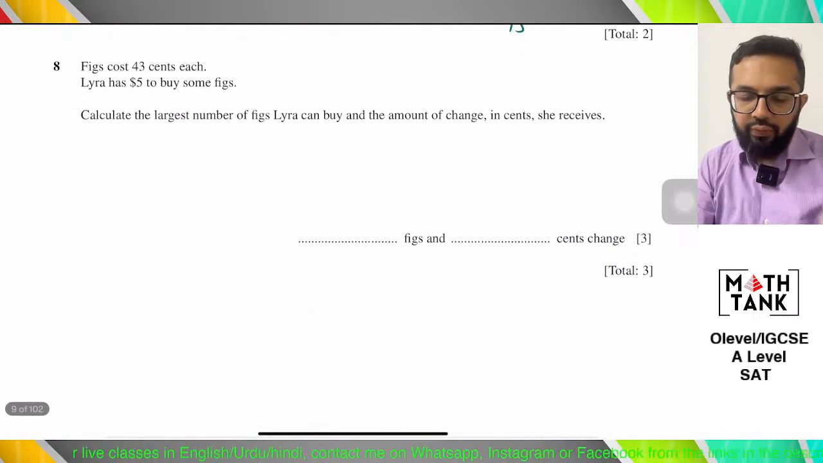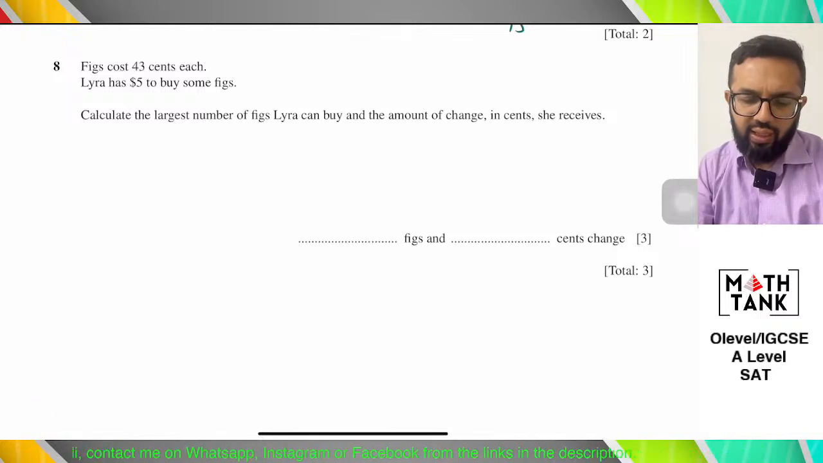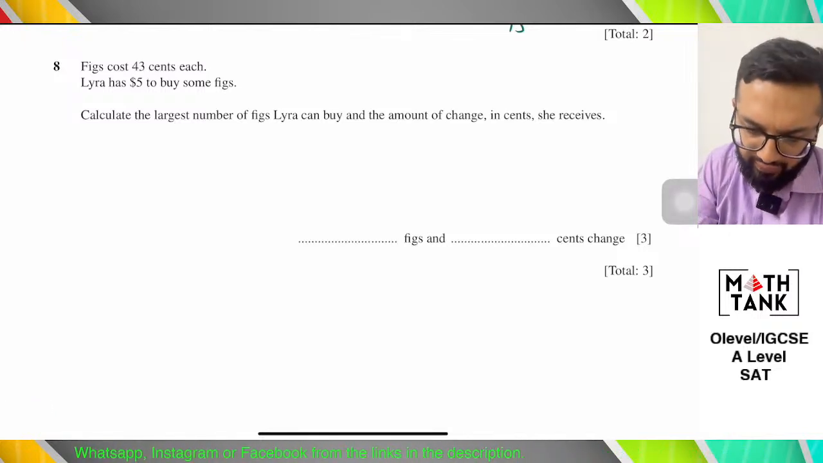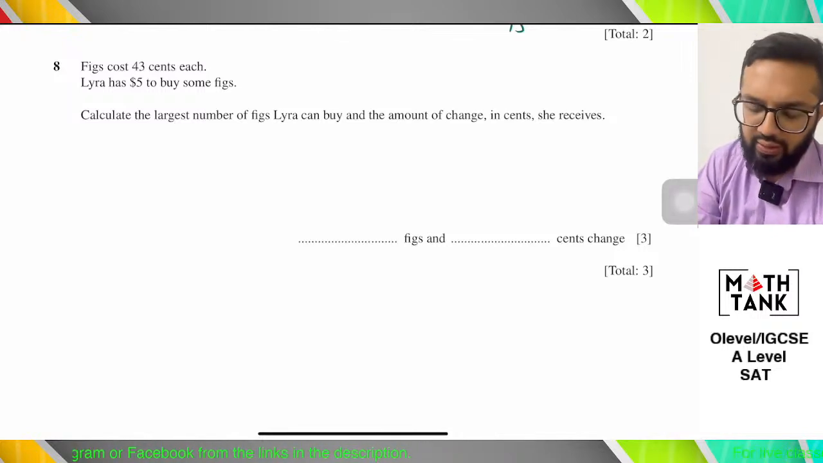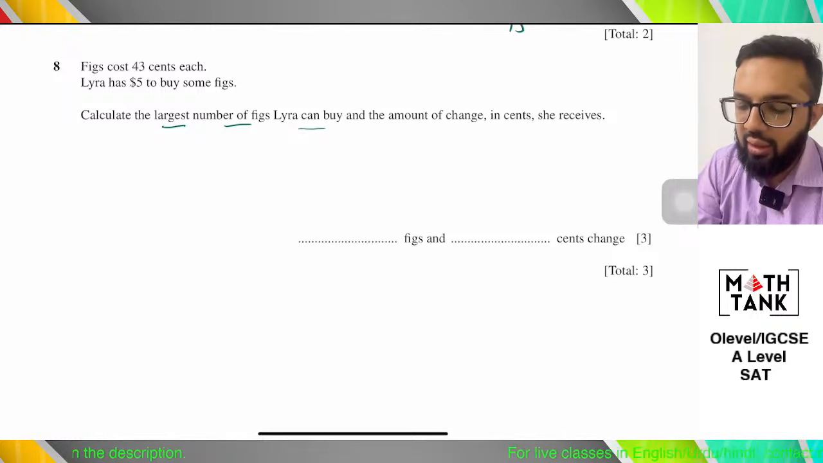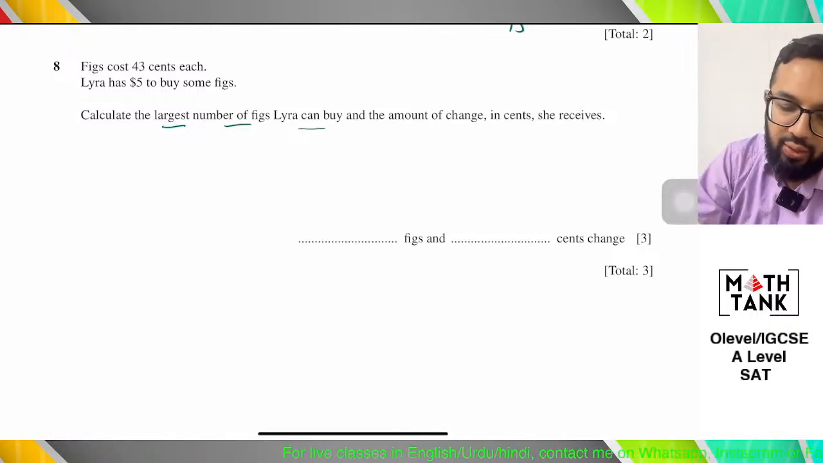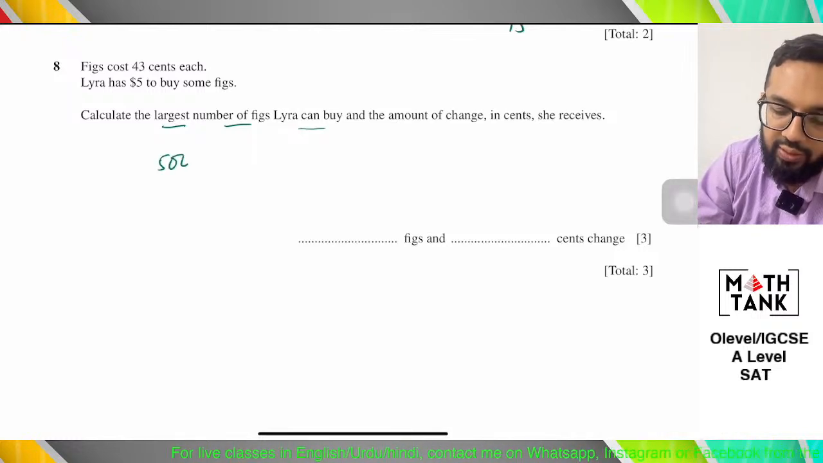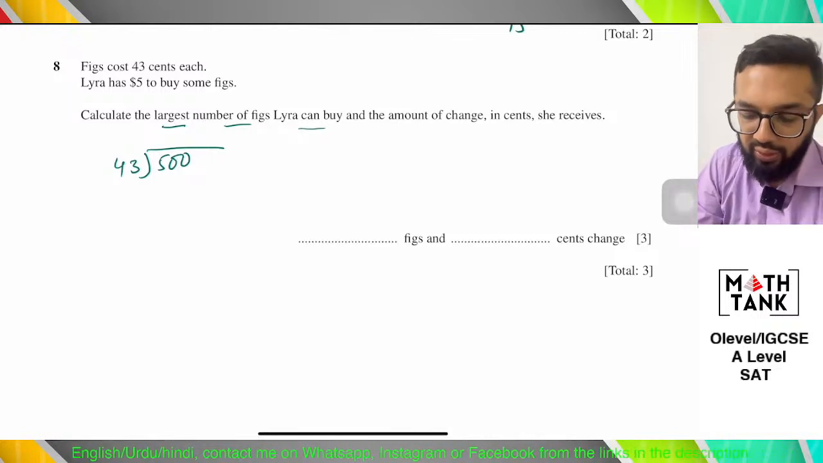Then we have a sort of simultaneous question. It says figs cost 43 cents each. Lyra has $5 to buy some figs. Not really simultaneous, just an equation based question. Find the largest number of figs Lyra can buy and the amount of change in cents she receives. Let's keep the same units. So let's say I have 500 cents. I need to divide by 43.